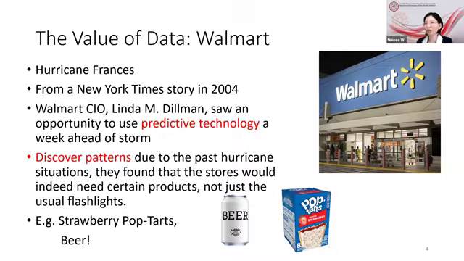So in this case for Walmart, what they found is that before the hurricane, they used the past hurricane data. Before the hurricane in 2004, they found a pattern that people come and buy certain products more than they used to buy in normal life. Those two products are beer.